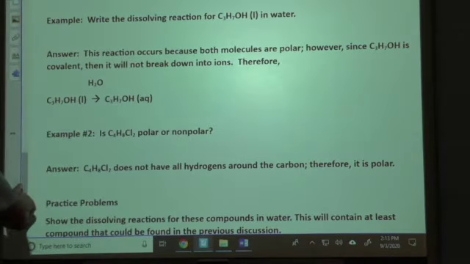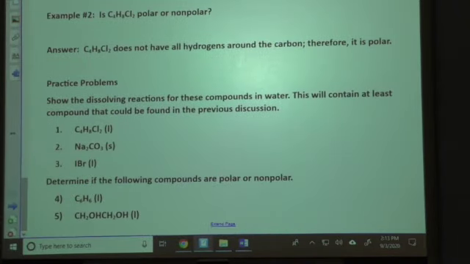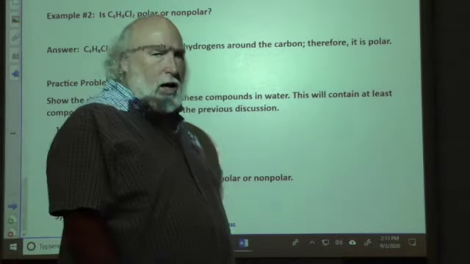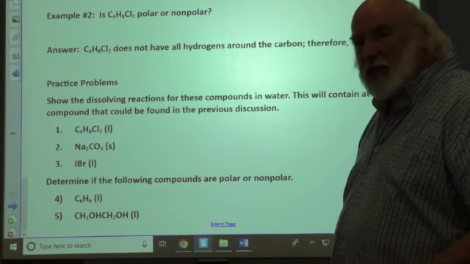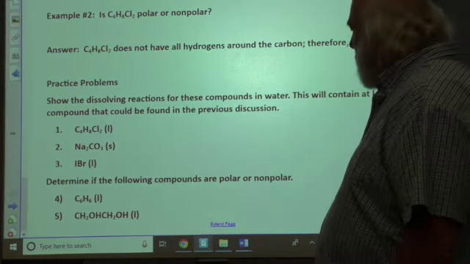All right, practice problems. First set of practice problems here, show the dissolving in water. Ooh, that's a toughie. The next one, tell me if the compounds are polar or nonpolar. Not too bad, right? A little easier than the last assignment. Have fun.